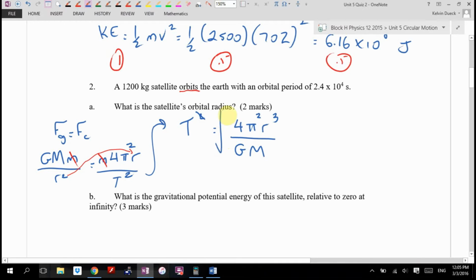By the way, for what it's worth, if I gave you the period and the radius, you could find the mass of the planet. There's another thing.